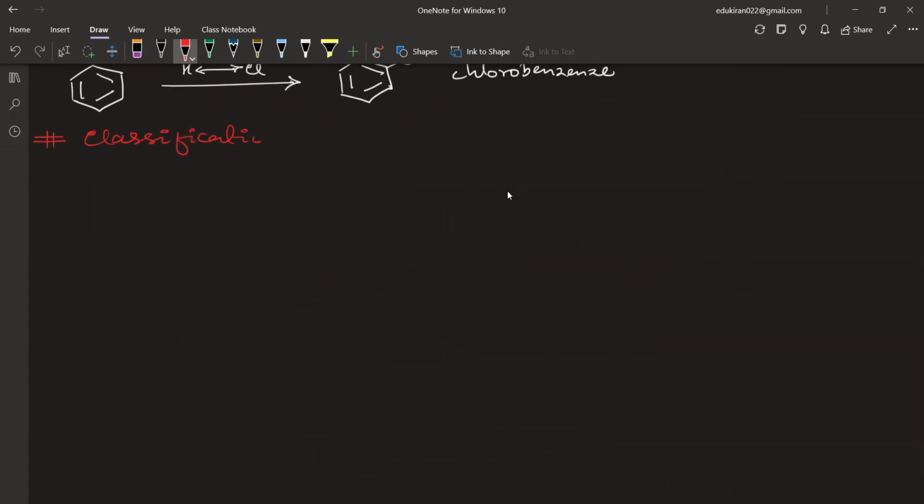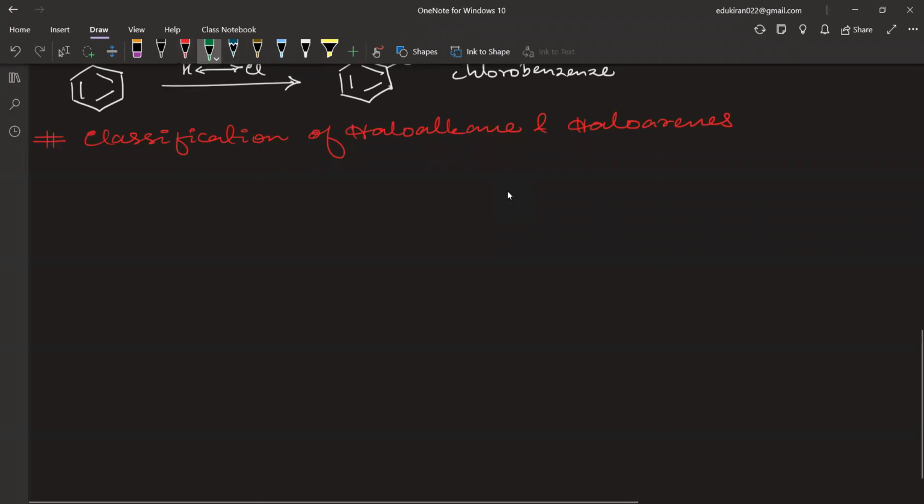Now, all of you, please write the topic with me. Classification of haloalkane and haloarenes. The first classification is on the basis of number of halogen atoms you have. So if a molecule is having 2 halogen atoms, then what is it named? 3, 1, what is it named? So please write with me on the basis of number of halogen atoms. So on the basis of number of halogen atoms, it is classified into 3 major categories.